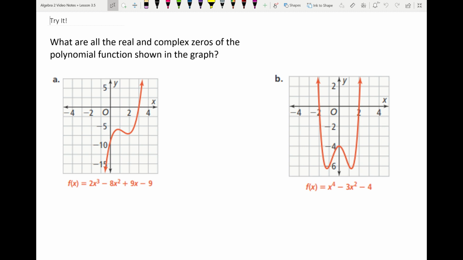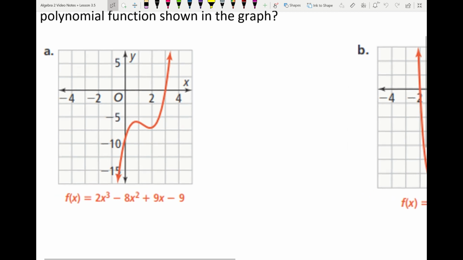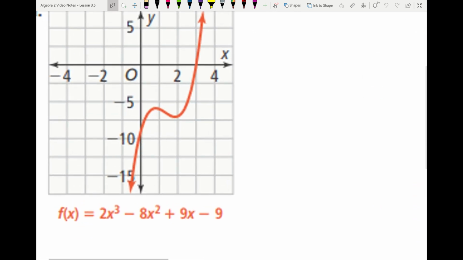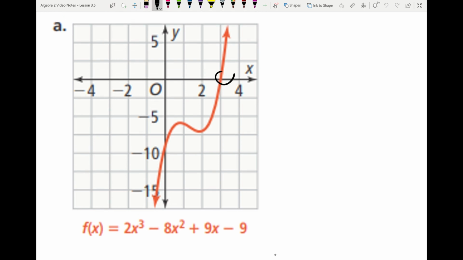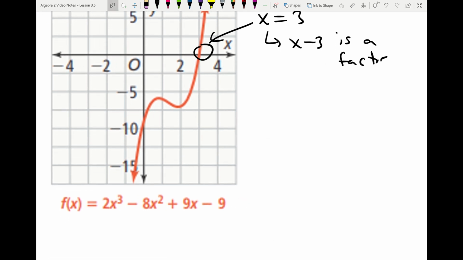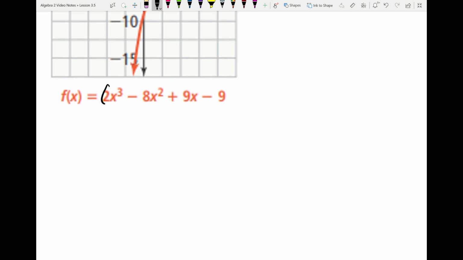All right, so let's go over the first one. What are all the real and complex zeros for the polynomial shown in the graph? If you look at the graph, it looks like one of the zeros is x equals 3, which means that x minus 3 is a factor. So we need to divide this polynomial by x minus 3.